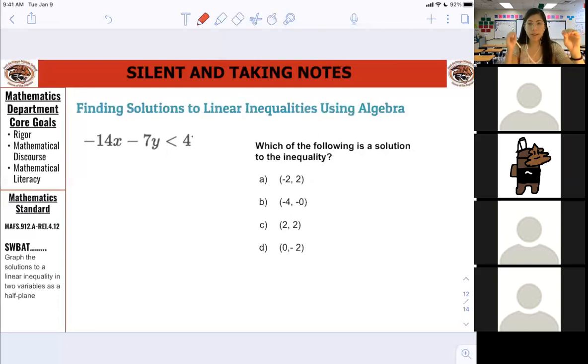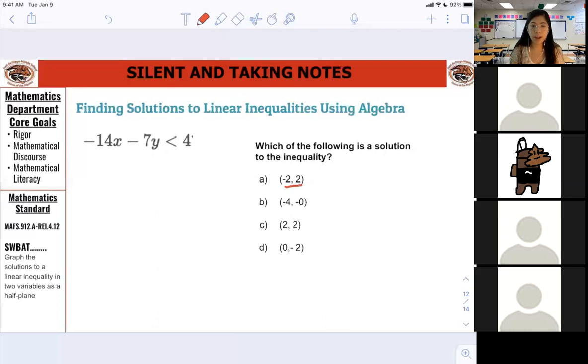And this is very similar to what we did last week with equations. Remember where we had to plug each value in and then see if we get the same answer at the end? Very similar. However, one little thing is going to change. So let's just take a look. So here I have to test each point. I'm going to plug in each point and see what happens.